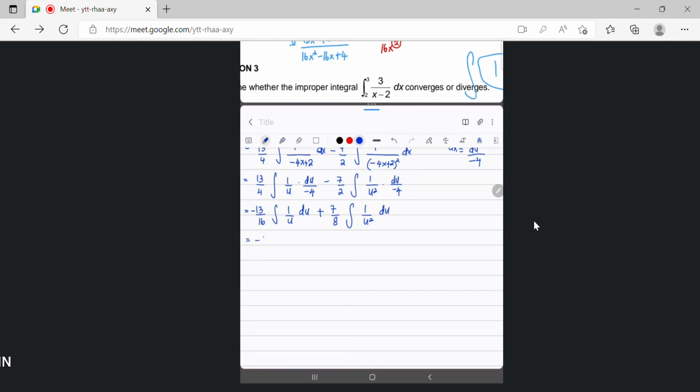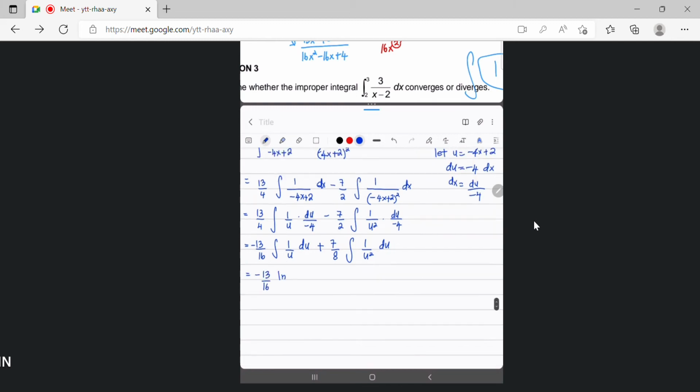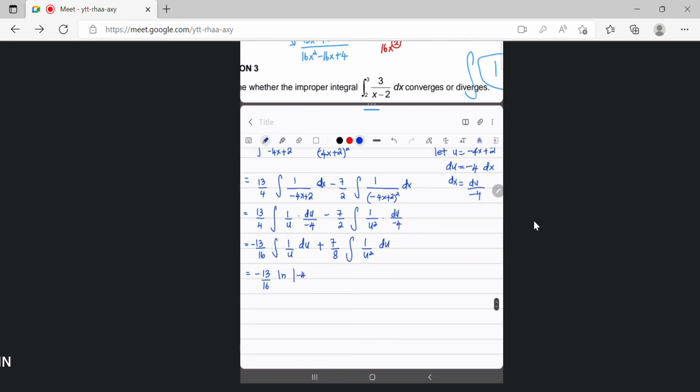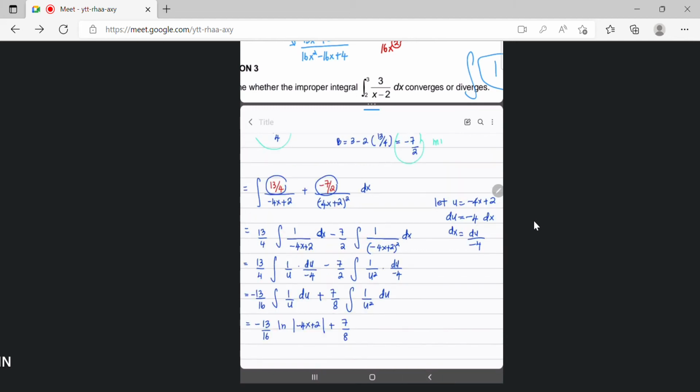So dekat sini, -13/16 ln u. What is your u? U kita is -4x plus 2. So settle for the first part. But then for the second part, we need to integrate 1/u squared.